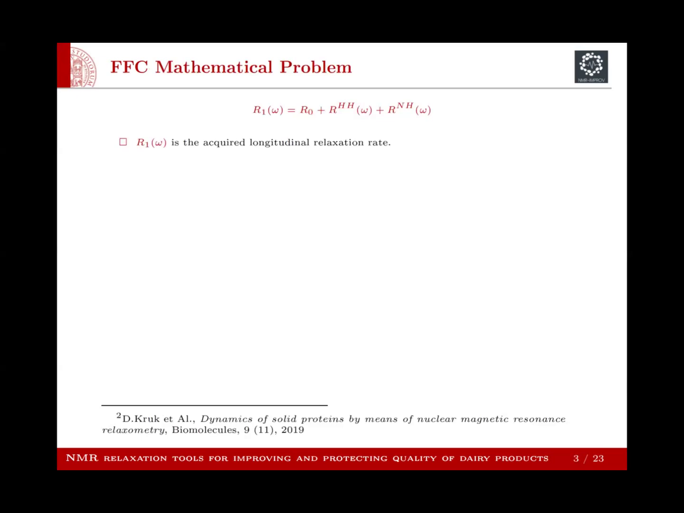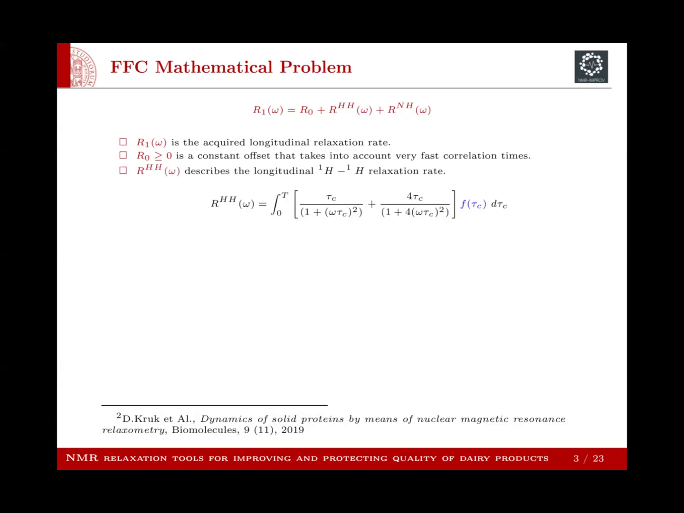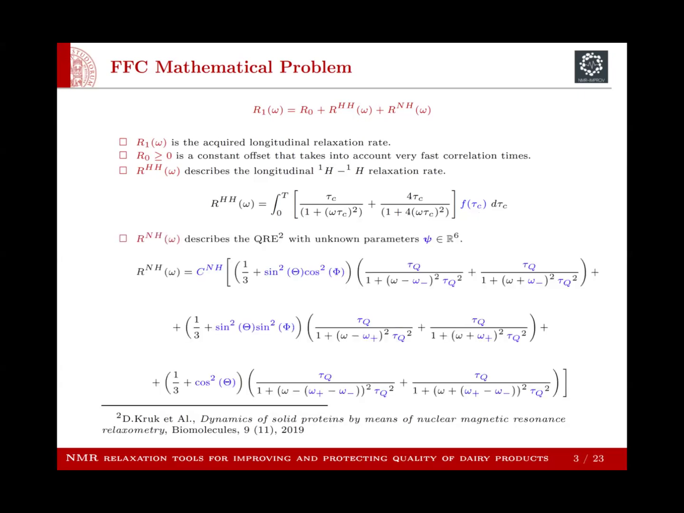The mathematical model is called the model-free approach, where R1, the acquired longitudinal relaxation rate, is a sum of three terms. A constant offset greater than or equal to 0, R0, which takes into account very fast correlation times. A linear term, RHH, which describes the longitudinal relaxation rate, and it is given by this integral, and it depends on f of tau c, which is the correlation time distribution. And in case of presence of these local maxima, this effect is called quadrupolar relaxation enhancement.